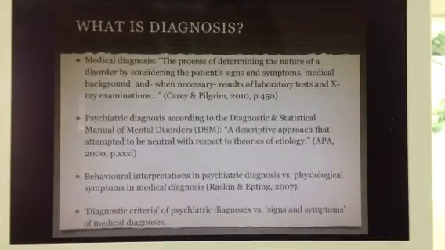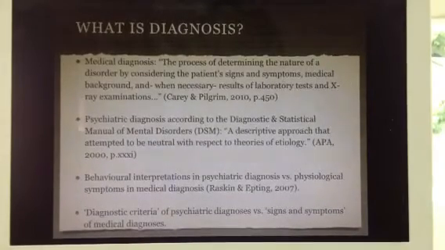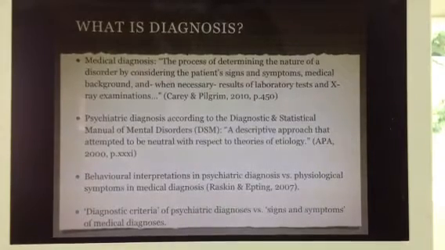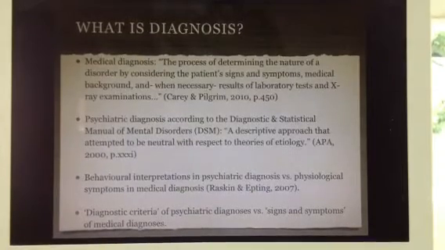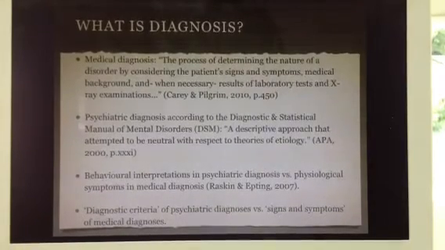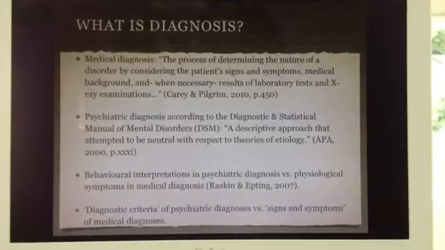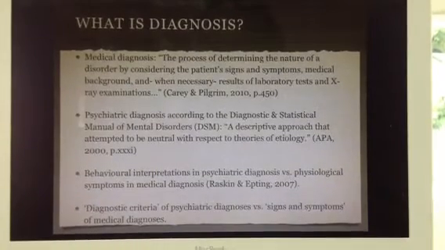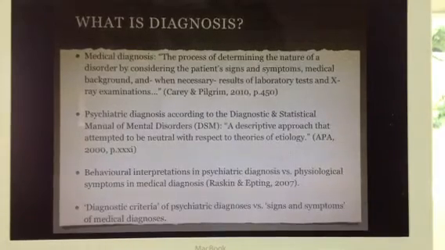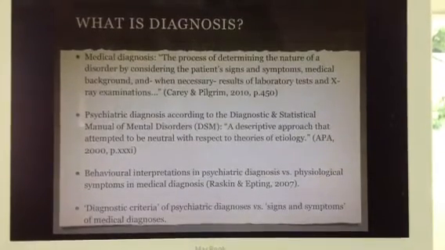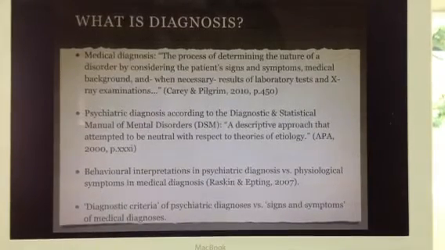Such a definition of diagnosis in medicine raises issues of the validity of diagnosis in psychiatry. Diagnosis in general medicine and diagnosis in psychiatry appear to be quite distinct from each other. While diagnosis in general medicine is concerned with clarifying the nature of a disorder, psychiatric diagnosis, as conceptualized in the DSM, which is a manual that contains categories of psychiatric diagnoses, is a descriptive approach that attempts to be neutral with regards to etiology. This means that psychiatric diagnoses are descriptive categories that are not particularly concerned with the origins or the causes of mental illness.